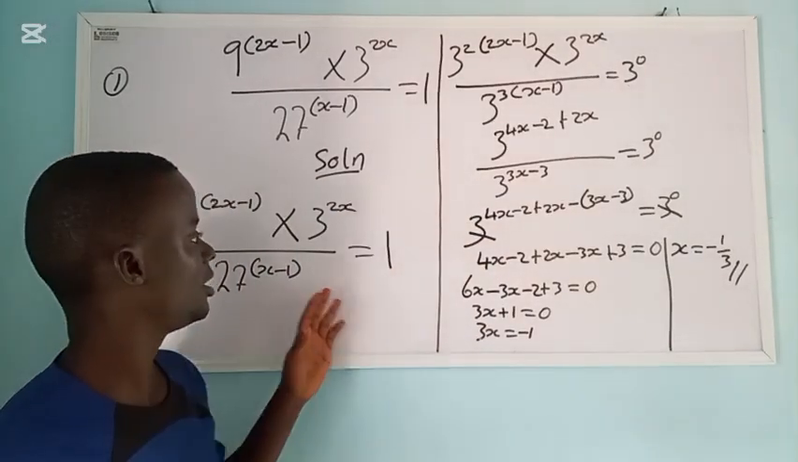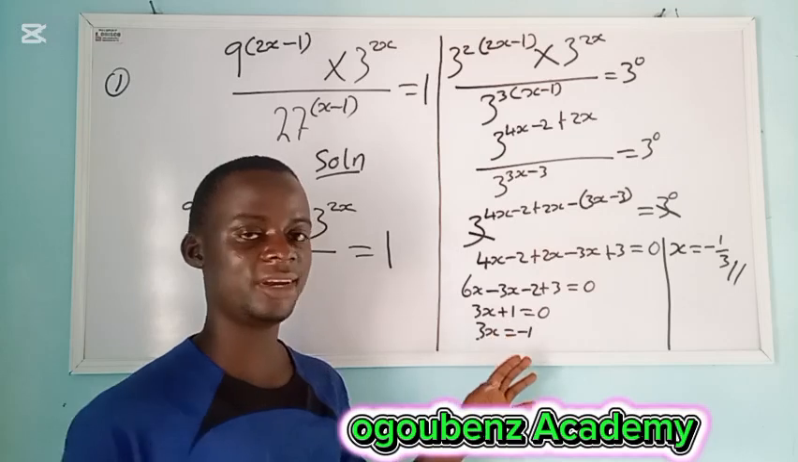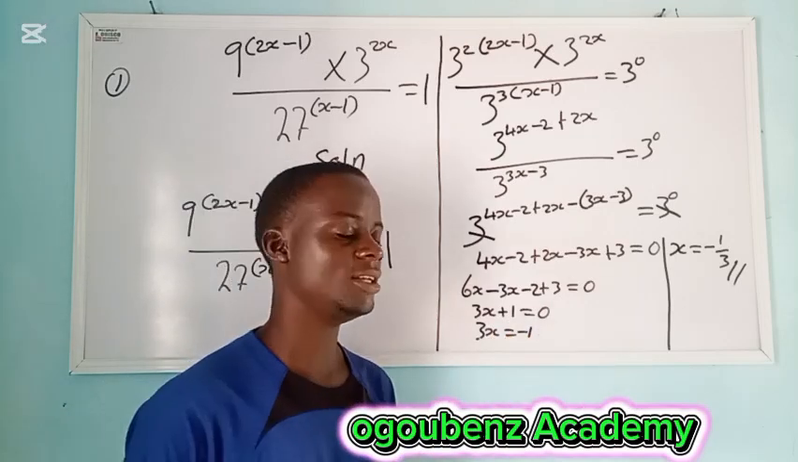So you can check now, you see that we simplified. After we simplify, then it becomes very easy for us to find the value of x.